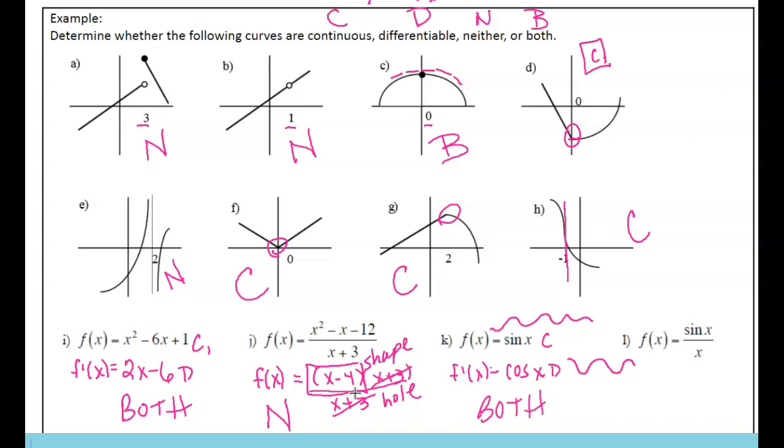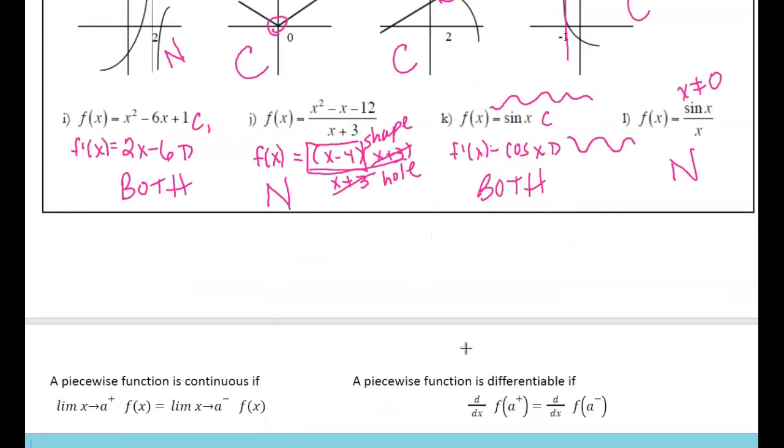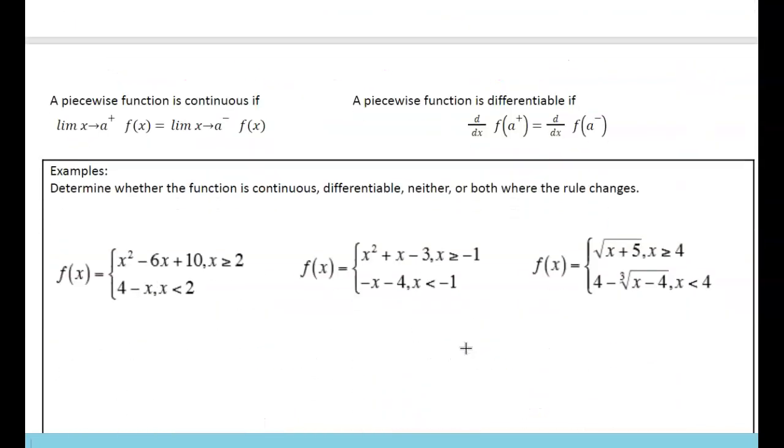All right, the last one. Well, if I plug in 0, I'm going to have a hole. So this is neither. It's not continuous at all, so I don't even have to do the derivative. And typically when you have a fraction, there should be some type of discontinuity, because that's when your undefined values happen on the original or on the derivative.